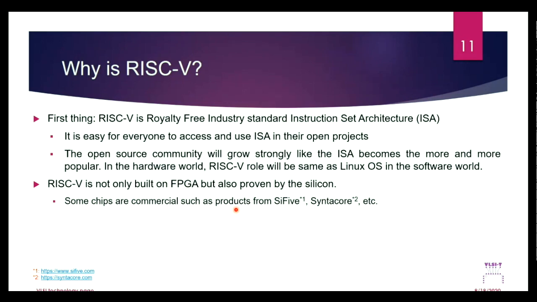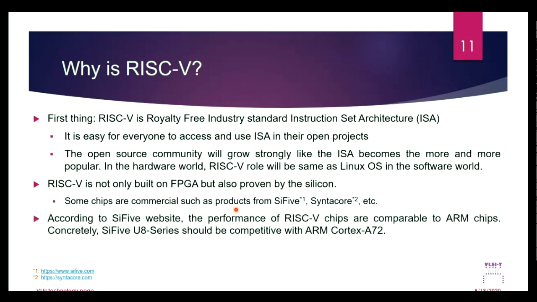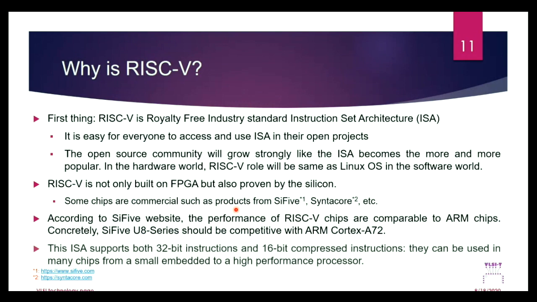The second reason: RISC-V is not only built on FPGA, but also driven by silicon, and some chips are commercial, such as SiFive and Syntacore, etc. The third reason: according to the RISC-V website, the performance of RISC-V chips is comparable to ARM chips. Consistently, the SiFive U-series should be competitive with the ARM Cortex-A72. And the last reason: this ISA also supports 32-bit instructions and 16-bit compressed instructions. They can be used in many chips, from small embedded to high-performance processors.